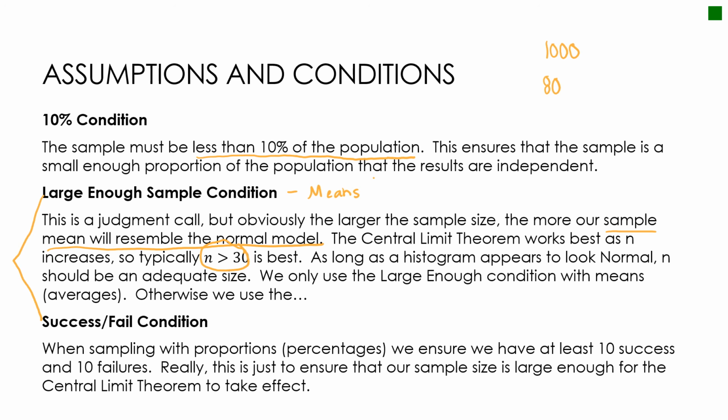If you're dealing with proportions, so remember means I'm dealing with an average. So when I was dealing with my dice, I looked at the average value. If I'm dealing with a proportion, which means the percentage of time that something happens, we have to make sure we have at least 10 successes and 10 failures. And again, it's using the same idea just to make sure we have a large enough sample size.